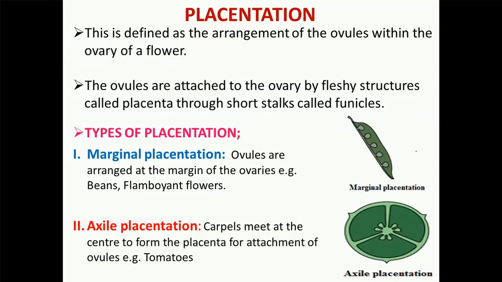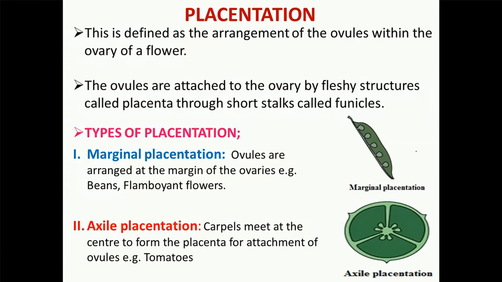Now let's look at types of placentation. There are 5 types we shall be talking about here. The first one is called marginal placentation. Now in this, ovules are arranged at the margin of the ovary, meaning the ovules are arranged at the side in a straight line. So if you look at the image here, you see all the ovules, and the way they are arranged at the side of the ovary in a straight line. Now you can find this in beans, in Pride of Barbados flower, and even in flamboyant plants and so on.